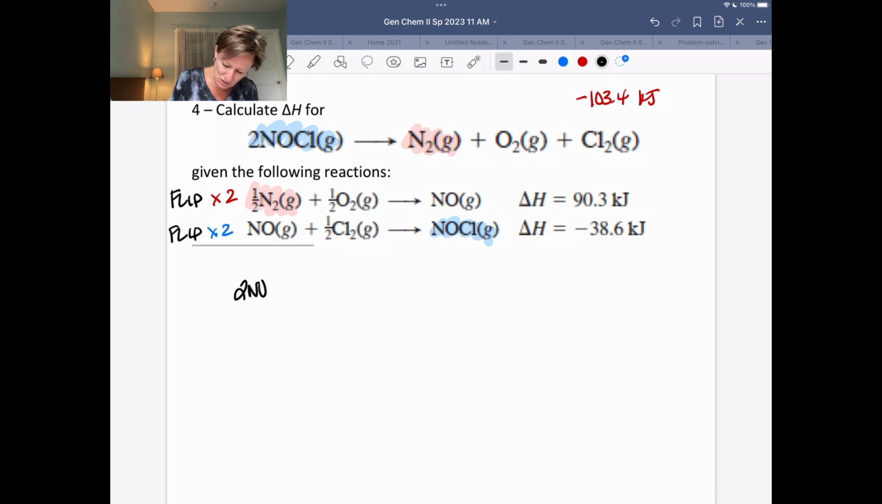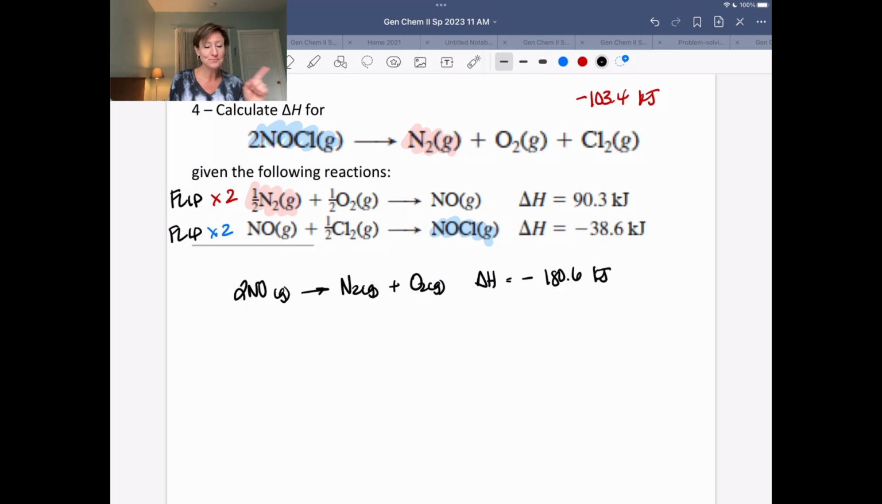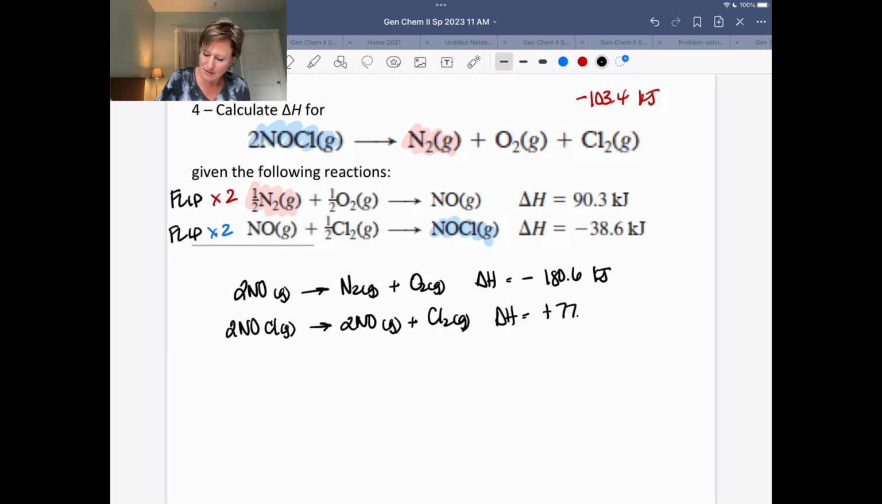So I'm going to flip this. It's going to be 2 NO gas going to N2 gas plus O2 gas. Delta H, again, I flipped and I scaled this, so I'm going to make this negative and multiply it by 2, so 180.6 kilojoules. Same thing with the second equation, flipped and scaled. So it's going to be 2 NOCl goes to 2 NO plus Cl2 gas. Flipping and scaling, I'm changing the sign and multiplying by 2, so it's positive 77.2 kilojoules.